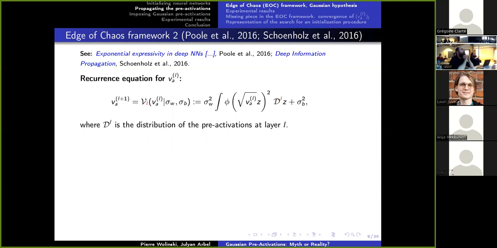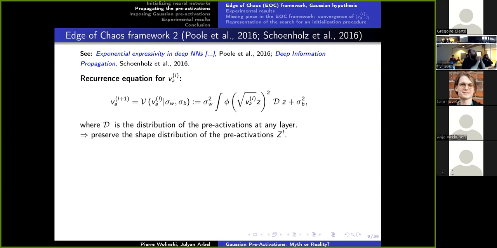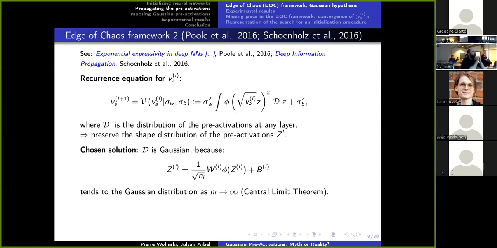And this distribution of the preactivation, D L, changes during propagation. It's a problem when you want to do a theoretical study. So you simply remove that and say that the distribution of the preactivations is constant during propagation. There is some heuristic behind it. I will explain that. But the idea is that the shape of the distribution of the preactivation ZL is preserved. The chosen solution is that D is Gaussian, because when you are using neural networks with very large layers, that is with NL tending to infinity, you can use the central limit theorem and obtain ZL, which is Gaussian at any layer.